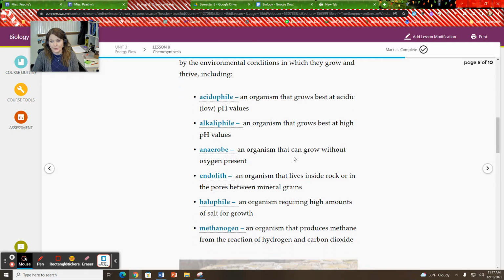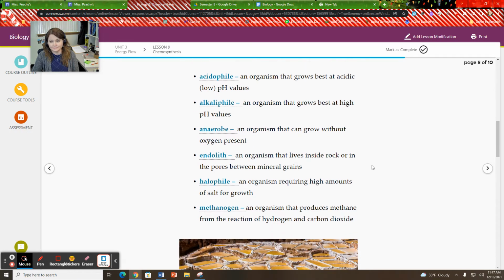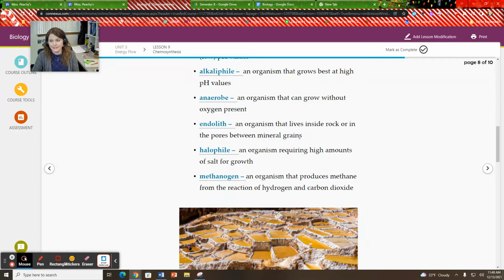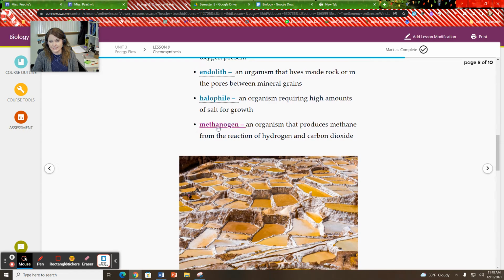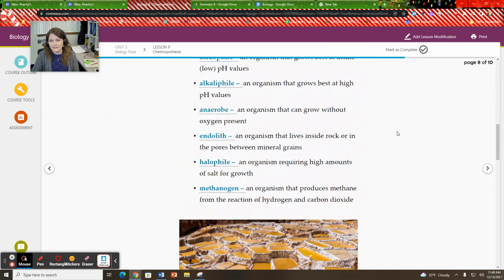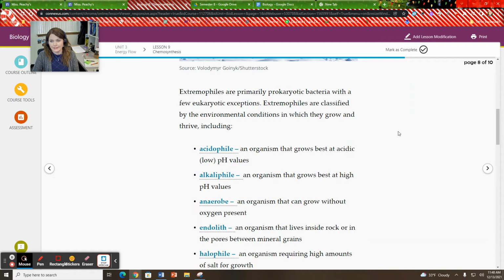We have anaerobes. These are organisms that grow without oxygen. We have endoliths. These are organisms that live inside rocks, in the pores or mineral grains present in the rocks themselves. We have halophiles. These are organisms that require high amounts of salt for growth, so very salty conditions. And we have methanogens. These are organisms that produce methane from the reaction of hydrogen and carbon dioxide. So these are some of the extremophiles that scientists study, and some of the extreme conditions in which they live.